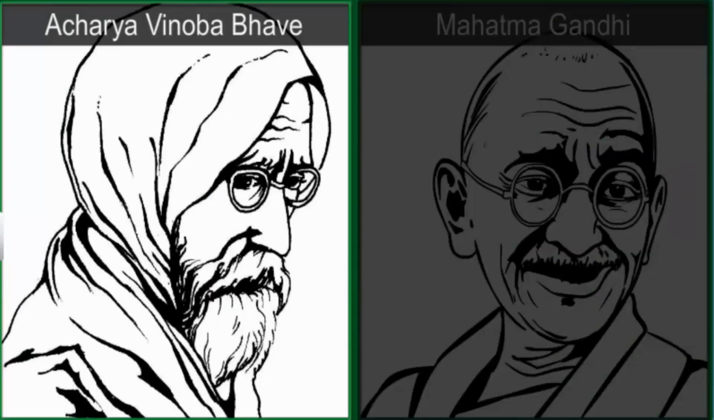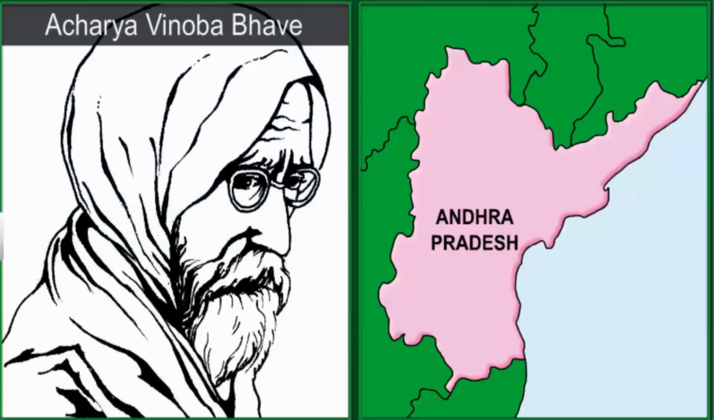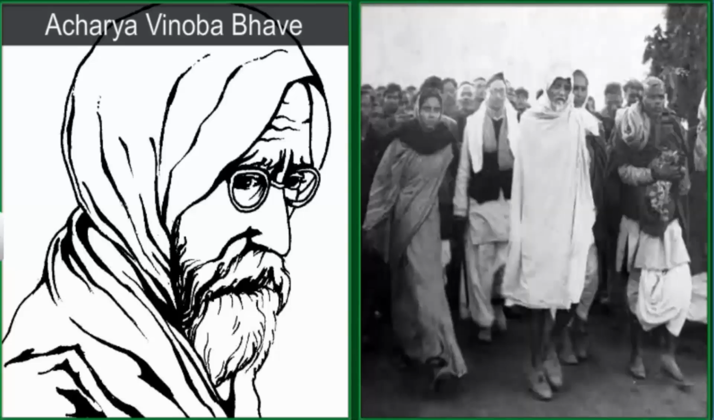Before we end, let us talk about a movement called the Bloodless Revolution in India. This movement was started by Acharya Vinoba Bhave, a staunch follower of Mahatma Gandhi, and aimed to improve the condition of landless farmers, on April 18, 1951.